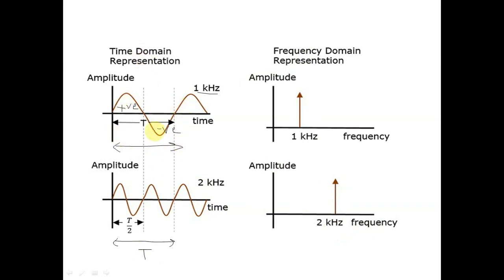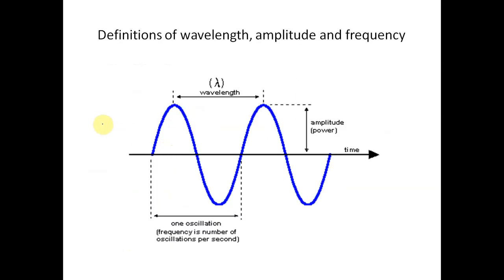Again I repeat, T is nothing but time period, and time period is nothing but number of cycles completed in 1 second. Now these are some definitions of wavelength, amplitude and frequency. These definitions are asked in theory exams. First one, this is which type of signal? This is the analog signal. This is called the wavelength. This is called the amplitude and this one is the time period T or frequency.